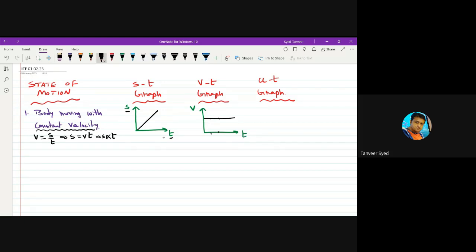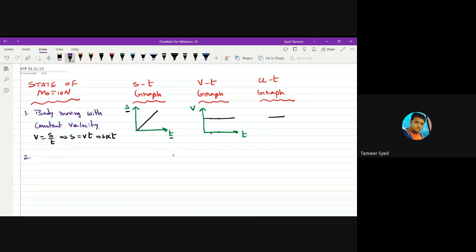Next, what about the acceleration time graph? What is this motion? Uniform motion, or motion with constant velocity. If velocity is constant, acceleration is zero. If acceleration is zero, you don't get any acceleration time graph because there is no acceleration at all. Okay. So that is for a body moving with constant velocity.